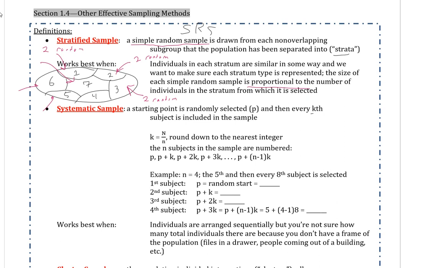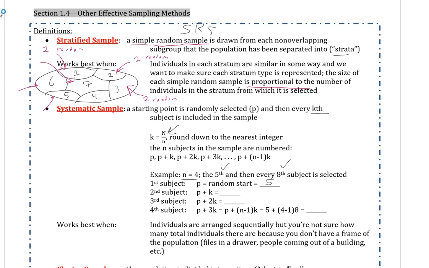Typically, you decide k based on how big the population is. So take the population, divide by the sample to get how many people you need to select, and then that's how often you'll select individuals. For example, here, it says n is 4, which means the sample size is 4. And you're going to start off with the 5th and then every 8th person after that. So the 5th person is where we start, so 5. That's going to be our starting point.